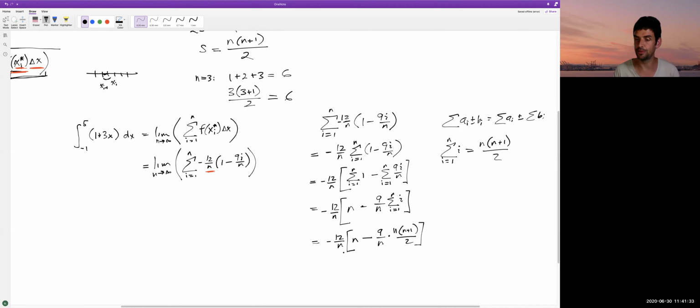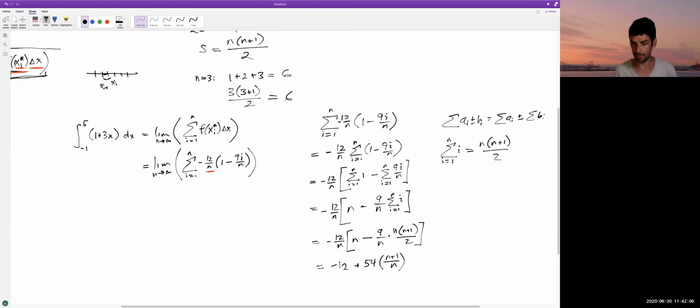Okay. And now I'm just doing some algebra. I'm going to start by multiplying this negative 12 over n into these parentheses. So negative 12 over n times n gives me negative 12. Negative 12 over n. So the n in the denominator under 12 can cancel with the n in the numerator here. I'll have 12 times 9 divided by 2 gives me 54. A negative and a negative makes it positive. What's left is I have n plus 1 over n.